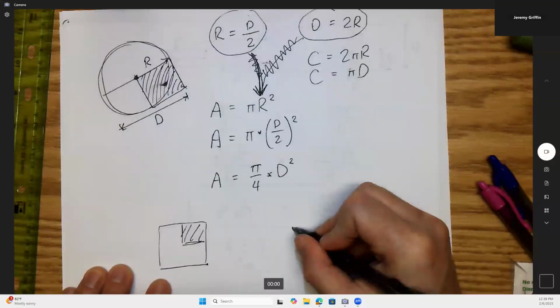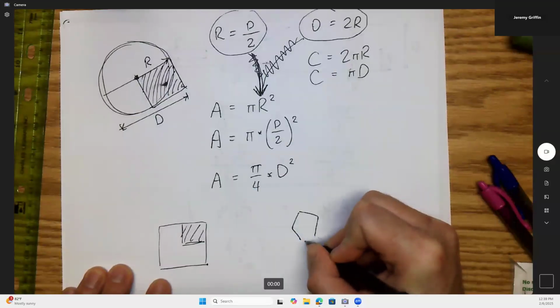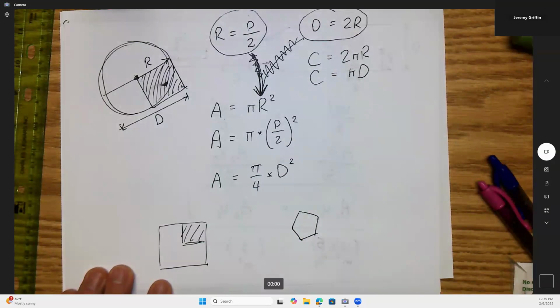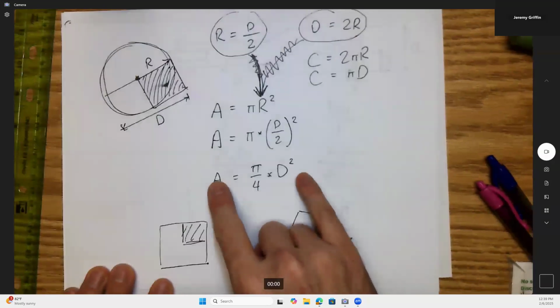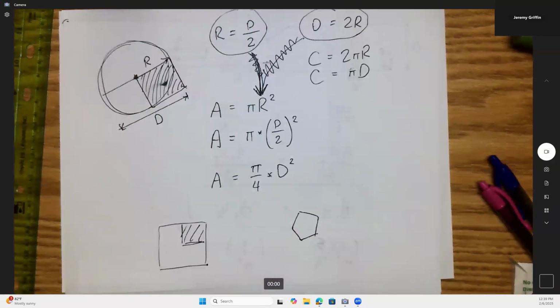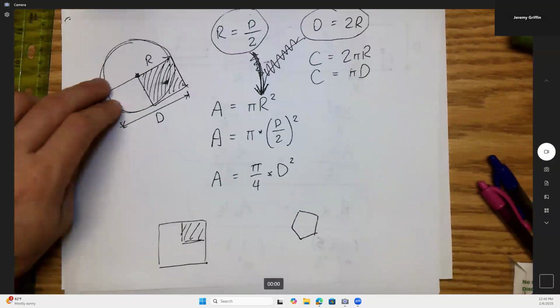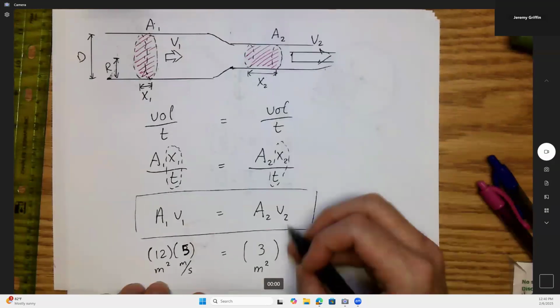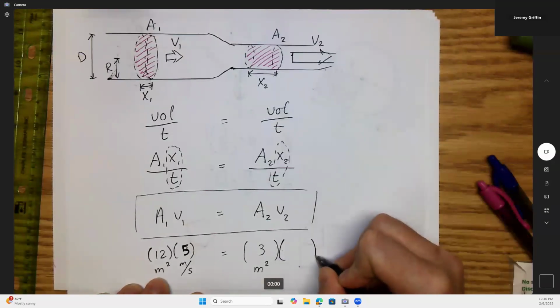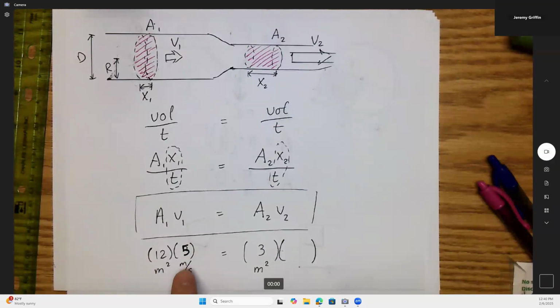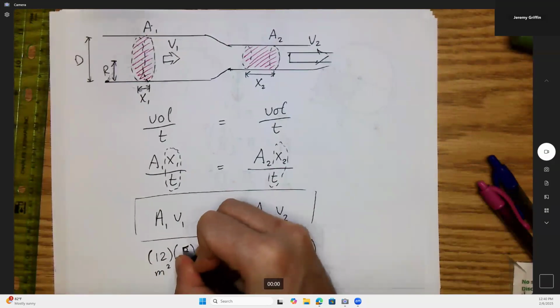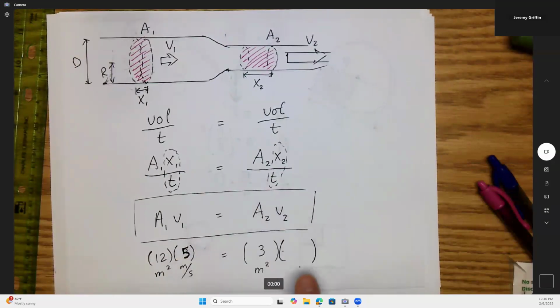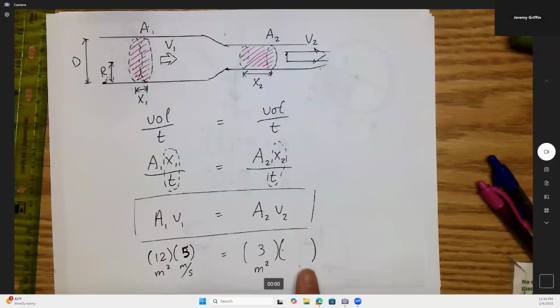What if I had a pentagon-shaped pipe, with a pentagon cross-sectional area? Would it still scale the same? Would area still be proportional to the width squared? Yeah. It doesn't matter the shape of the cross-section. It doesn't matter if it's a circle or a square or a pentagon. So here we got to finish this off though. Because the water was originally going through it at 5 meters per second, who can tell me how fast is the water going now?